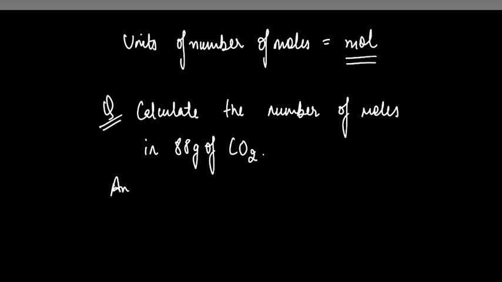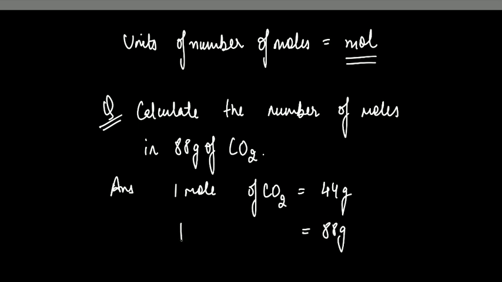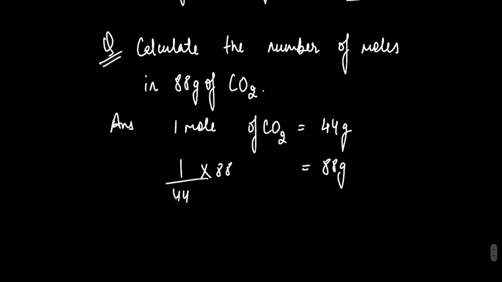So how will we proceed? 1 mole of carbon dioxide is equal to 44 gram. Now how do I know this? We just calculated it a minute back. So 88 grams will be equal to how many moles? So crisscross: 1 divided by 44 into 88. This is simple maths we are doing over here. So this will be 2. So 2 mol is our answer. It's a very simple calculation.